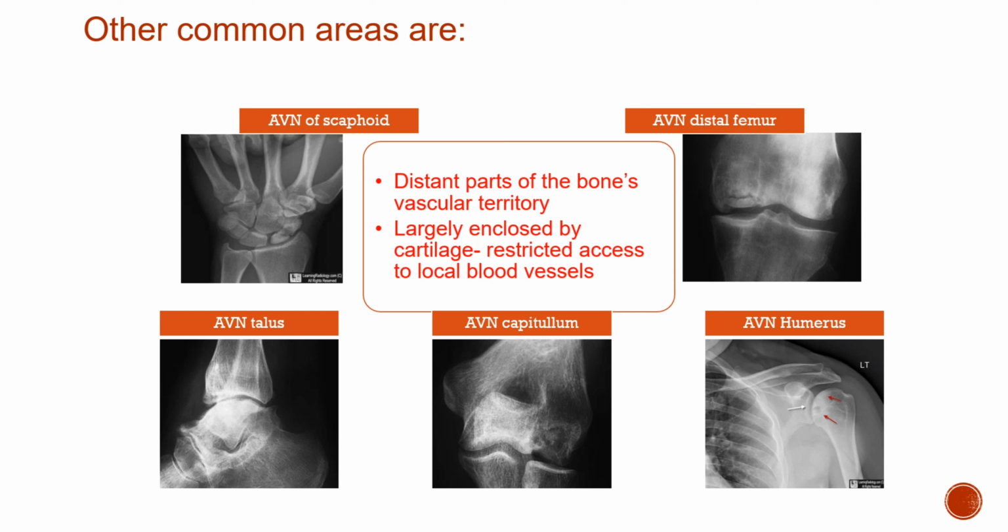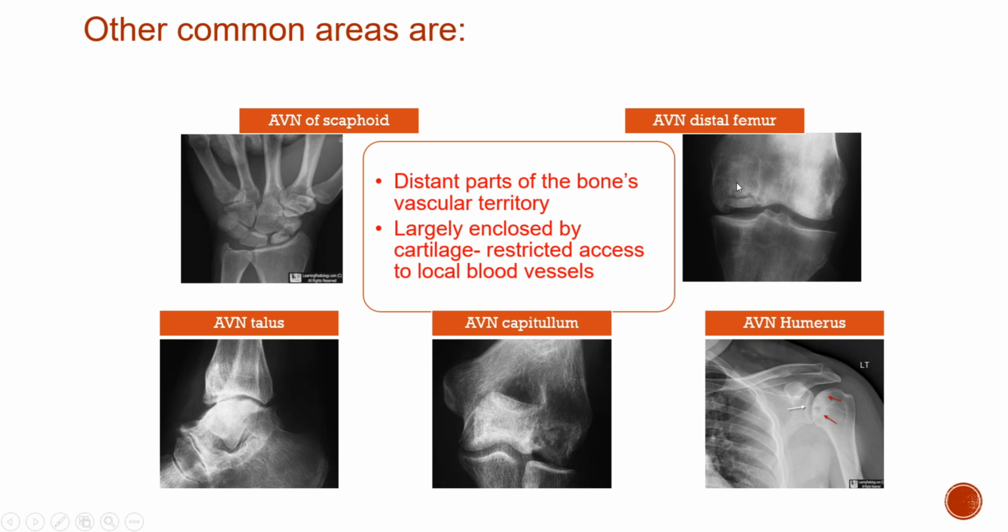So, the common sites for osteonecrosis can be seen in the scaphoid or the distal femur, the talus, capitulum, or even the humerus. And these are the regions wherein the distant part of the bones have vascular territory with precarious supply. And these are largely enclosed by cartilage and have restricted access to the local blood vessels. And thus, they are very susceptible to osteonecrosis and subsequent collapse, which we can see here in all the cases.